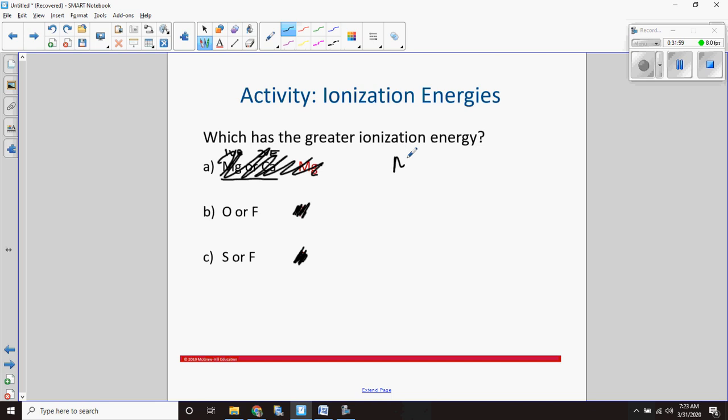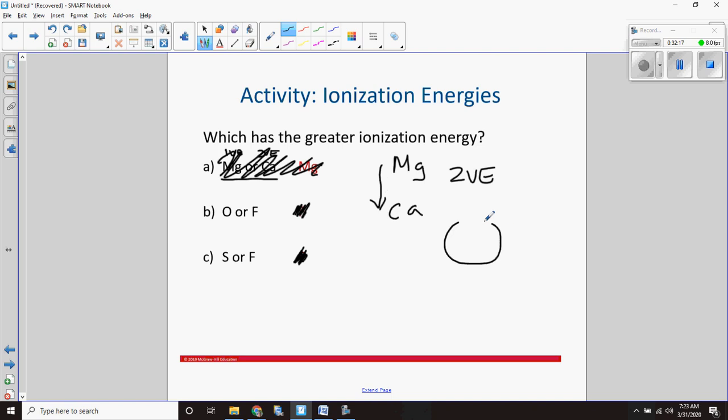Magnesium and calcium are not right next to each other. Magnesium is here and calcium is here. I have no idea what came over me. And not to mention, they both have two valence electrons. Okay, so now, which one has a greater ionization energy?